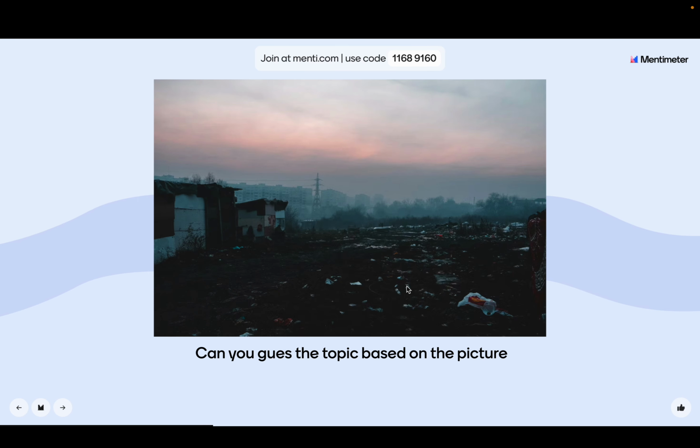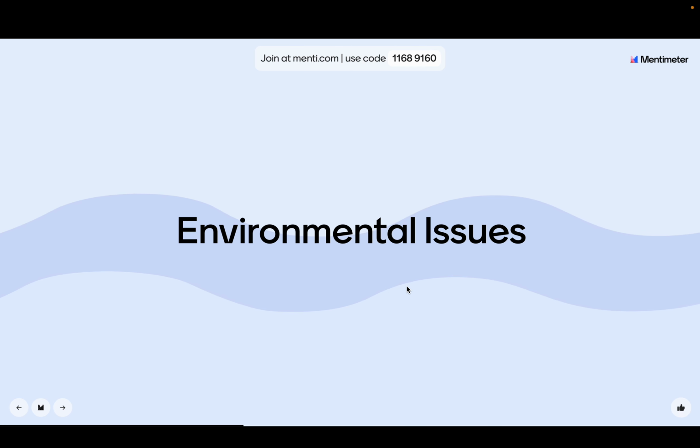Before the introduction of the new topic, I'll show a picture and ask them to guess the topic, so students can do some guesswork based on the picture. It's about some kind of problem, because we don't see many good things in this picture. And then I'll introduce the topic.